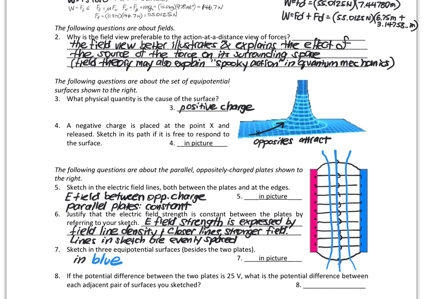And then finally, number 7, it says sketch 3 equipotential surfaces. Equipotential surfaces are surfaces or lines that are all joined points of the same voltage, and they are perpendicular to field lines. So just to distinguish between the field lines and the equipotential lines, I made those in blue. It said I wanted 3 of them, so I drew 3 of them.